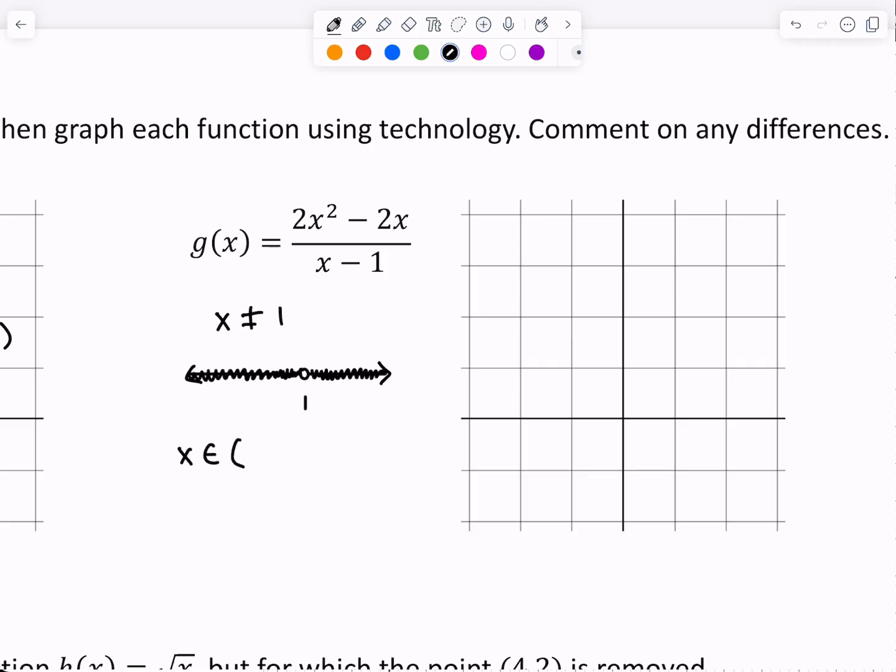In interval notation, we would say x is an element of the interval from negative infinity to 1, union from 1 to infinity. Now this first interval corresponds to this left shaded part of the number line, and the second interval corresponds to the right shaded part of the number line. Or we can simply say that x has to be less than 1 or x has to be greater than 1.